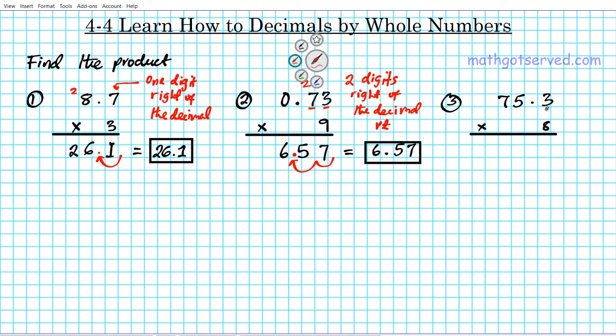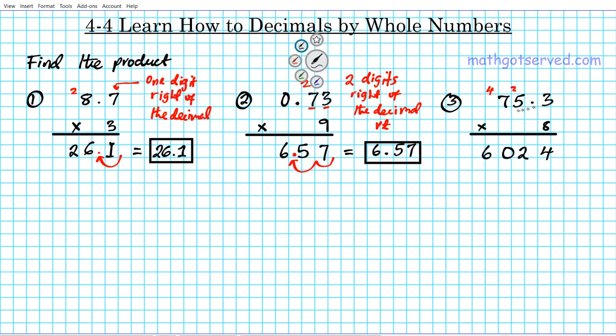Okay, all right, so 8 times 3 is 24. Put down a 4, carry 2. 8 times 5 is 40, plus 2 is 42. So put down the 2, carry over 4. And then 8 times 7 is 56, plus 4 is 60. Okay, so the answer would have been 6,024 if there were no decimal points.